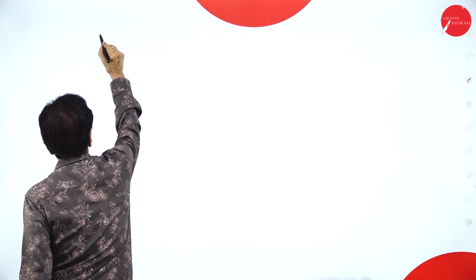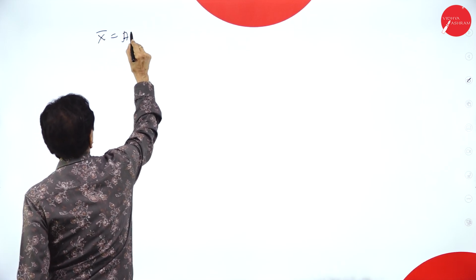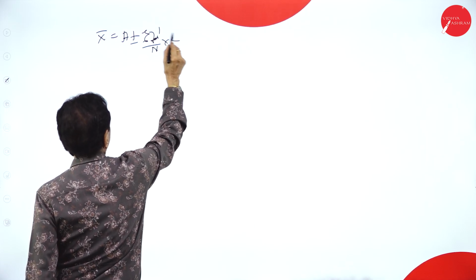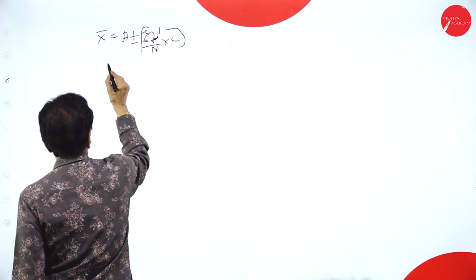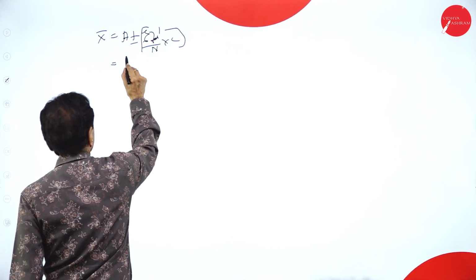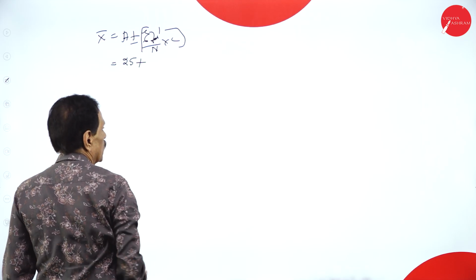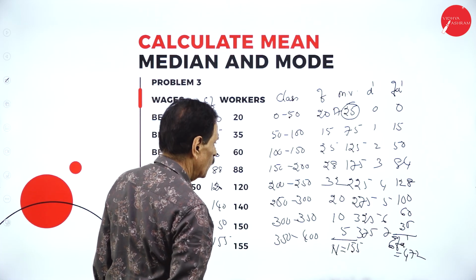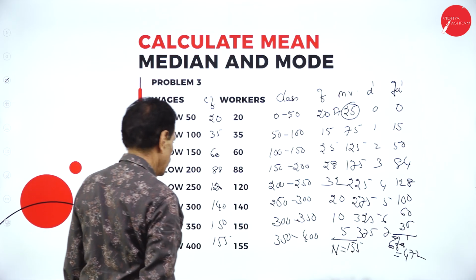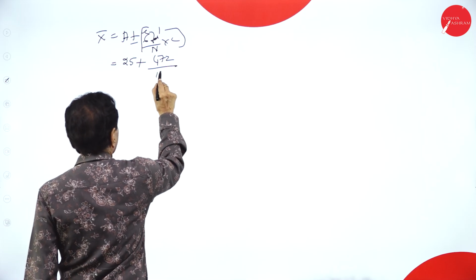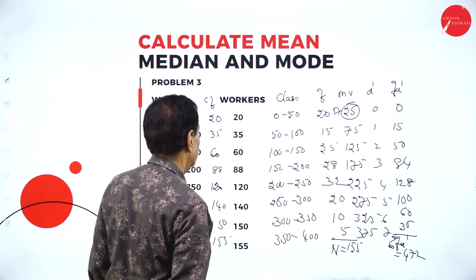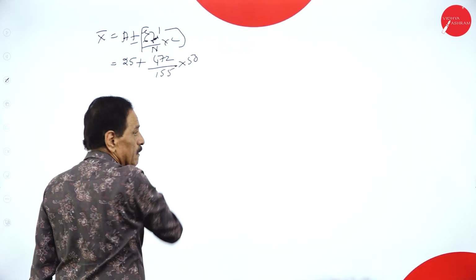Mean is A plus or minus sigma FT dash divided by N into C. What is your assumed? Assumed is 25 plus, what is sigma FT dash? 472, divided by number of frequency 155, into class interval 50. Simplify.